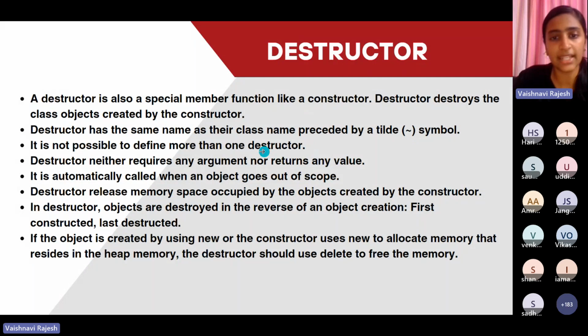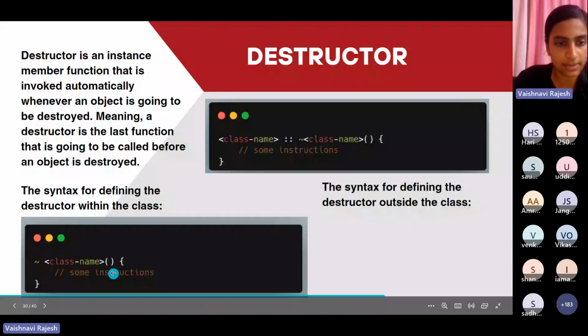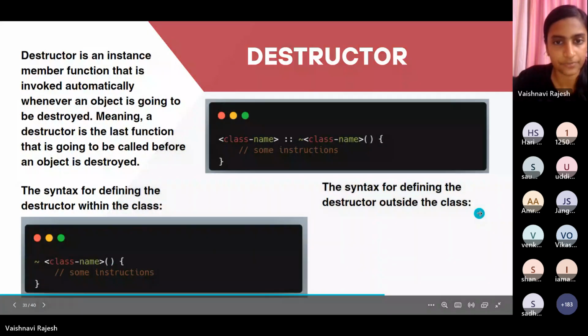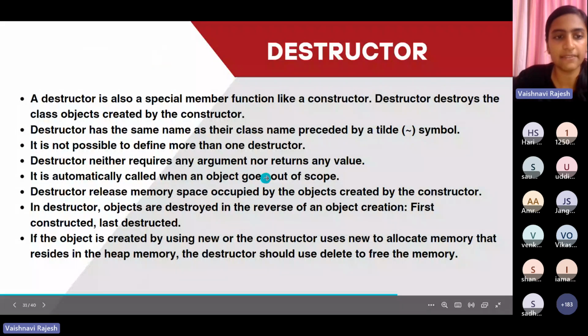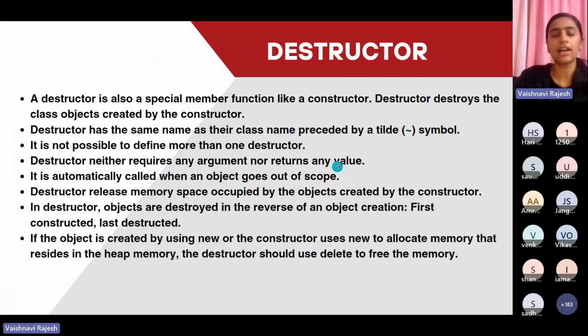A destructor does not take any arguments. This parenthesis is empty. Nor does it return any value. As a constructor is automatically called when you create an object, a destructor is automatically called when the object goes out of scope. The main function of a destructor is to release the memory space which was occupied by the object.